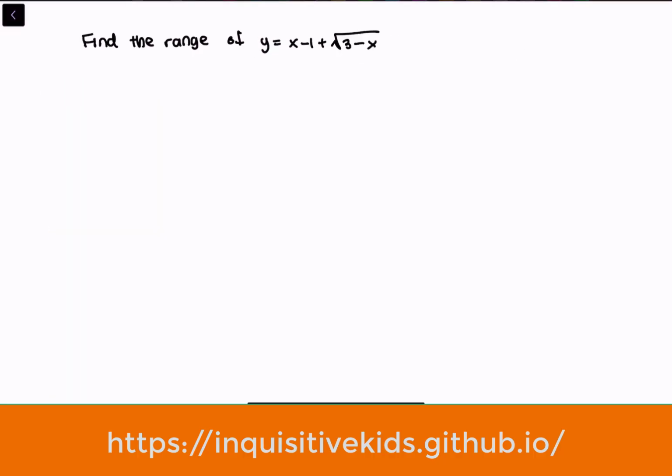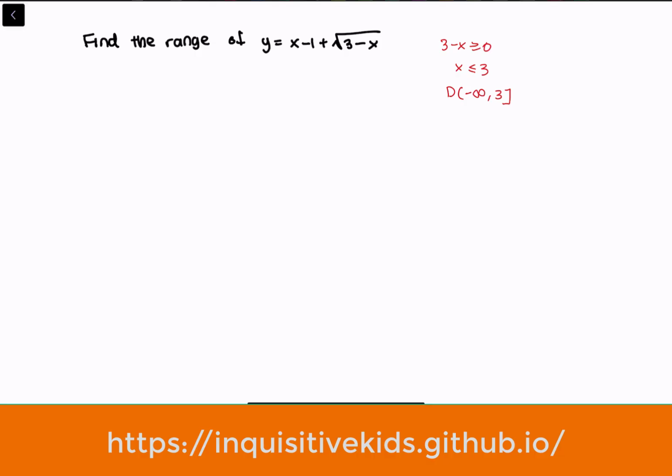Now let's find the range of this function. y equals x minus 1 plus the square root of 3 minus x. This is very similar to the problem we just did, except now we have a plus sign between the first and second halves of the function, and the 7 turned into a 3. First, let's find our domain. It's always a good habit to start with this step. 3 minus x must be greater or equal to 0, which means that x must be less or equal to 3. So the domain goes from negative infinity to positive 3 inclusive.